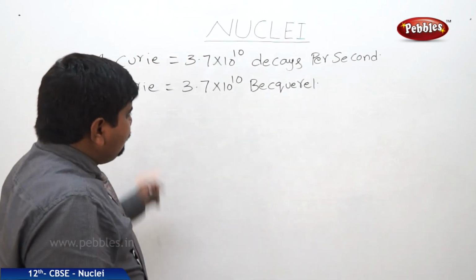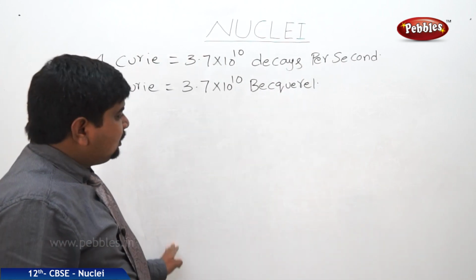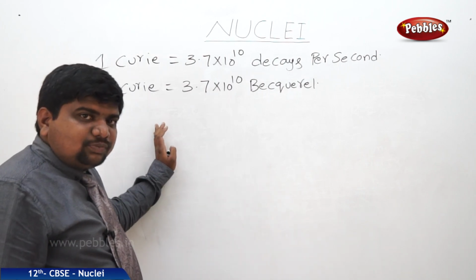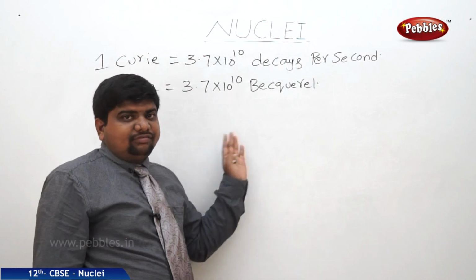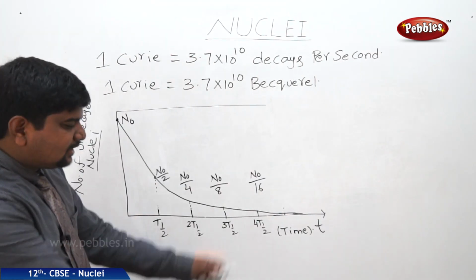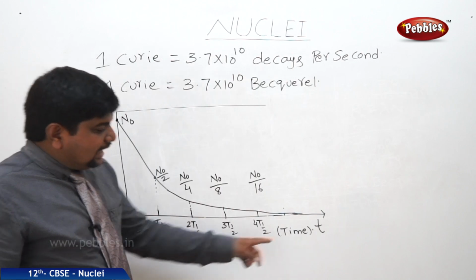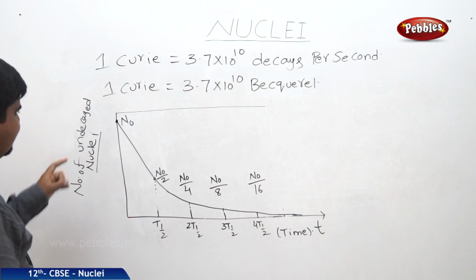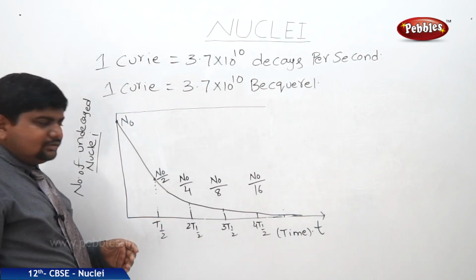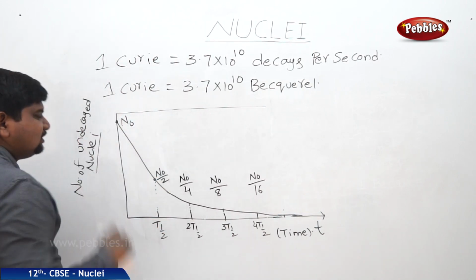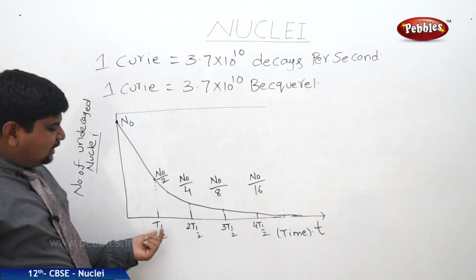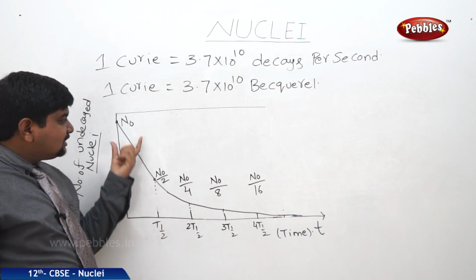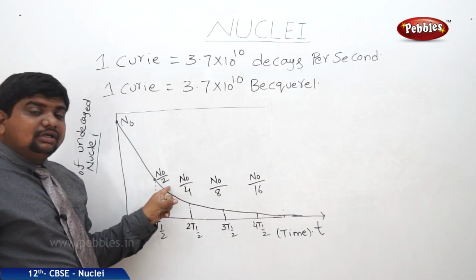Now we will see one graph which relates the time to the number of nuclides decayed, and the graph explains the half-life phenomenon of radioactive samples. Here is the graph which relates the time to the number of nuclides which are undecayed. Undecayed means they are not at all decayed. Initially they are N0. At a time t half, the N0 becomes N0 by 2. That means exactly half of the initial state.